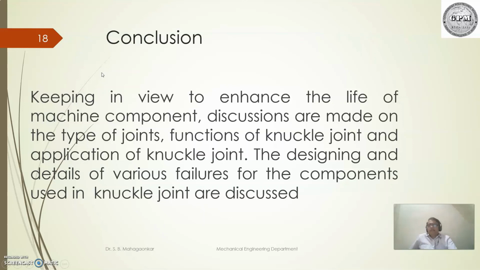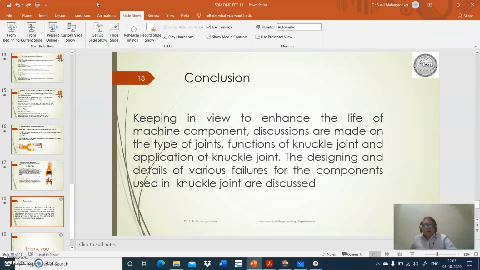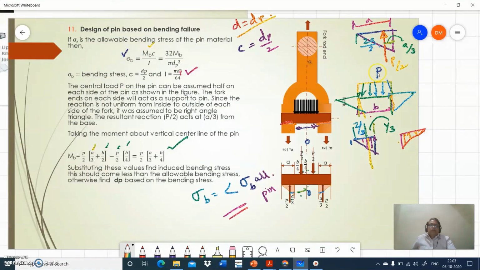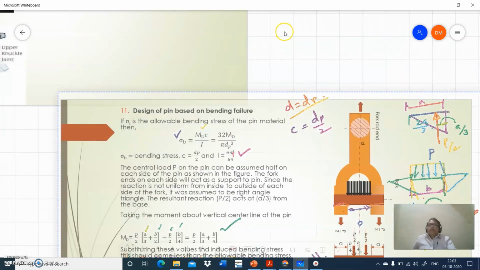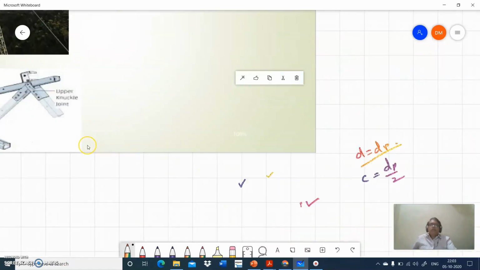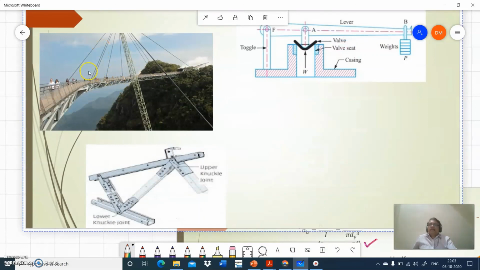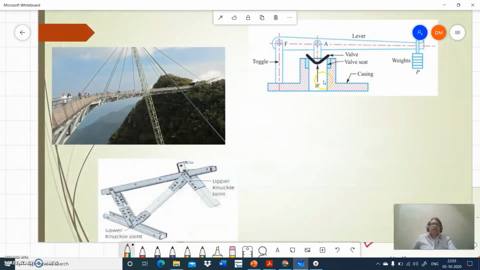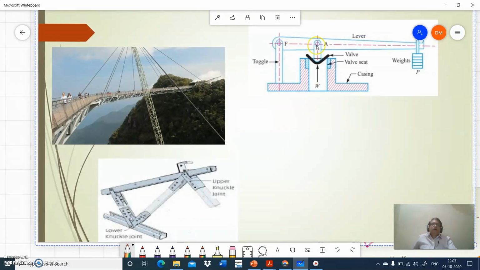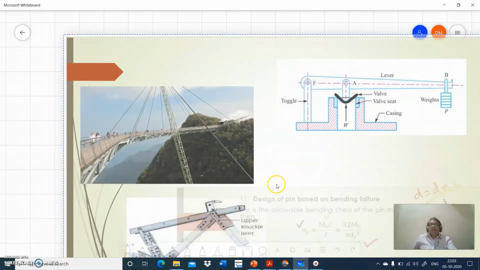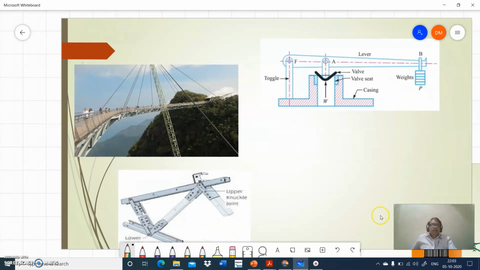At the end, I can show you some things from the application point of view. See here, it is used. These are the tie bars, and it is used to fit the tie bars at these ends. If it is a king post or queen post, there are the upper knuckle joint and the lower knuckle joint. This is the case of a lever, with the fulcrum point and this point. These are the pin joints wherever there is a knuckle joint.